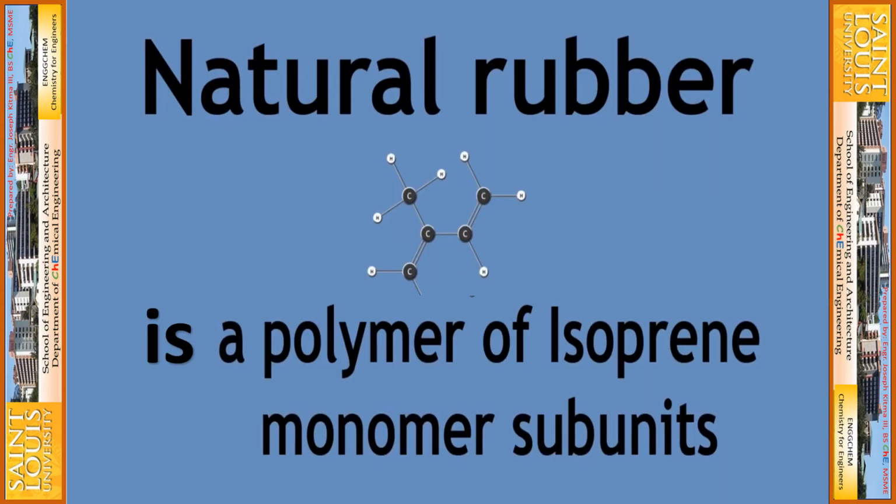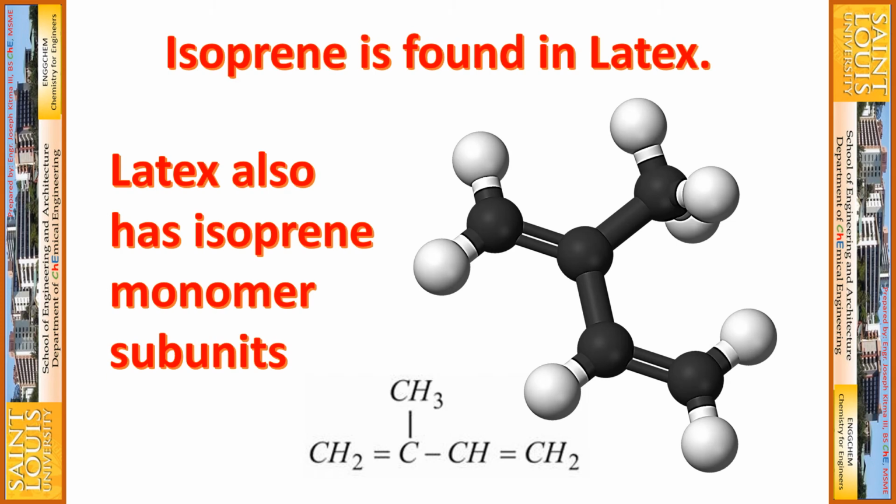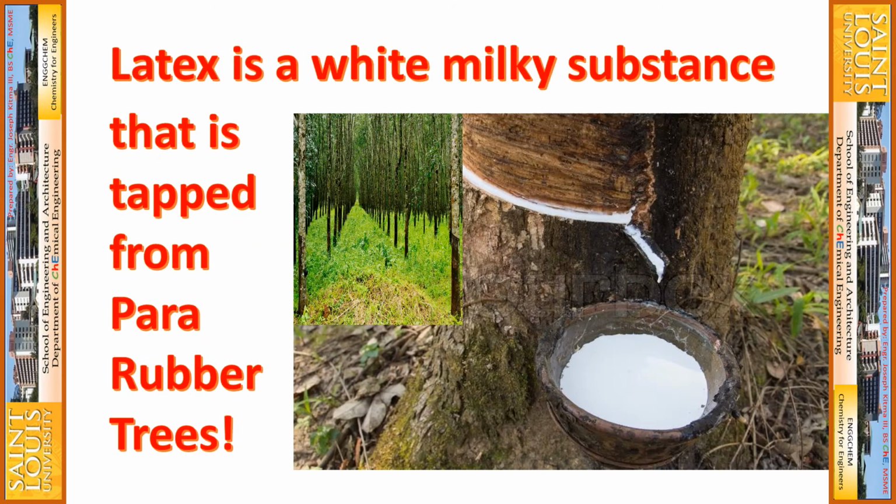Natural rubber is a polymer of isoprene monomer subunits. Isoprene is found in latex. Latex also has isoprene monomer subunits. Latex is a white, milky substance that is tapped from a para-rubber tree.